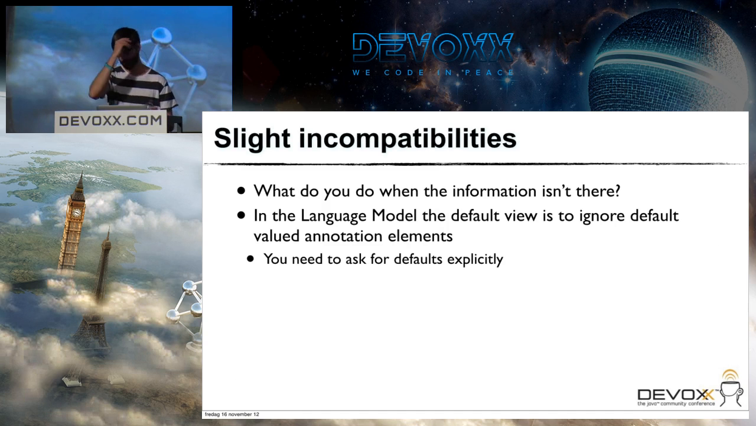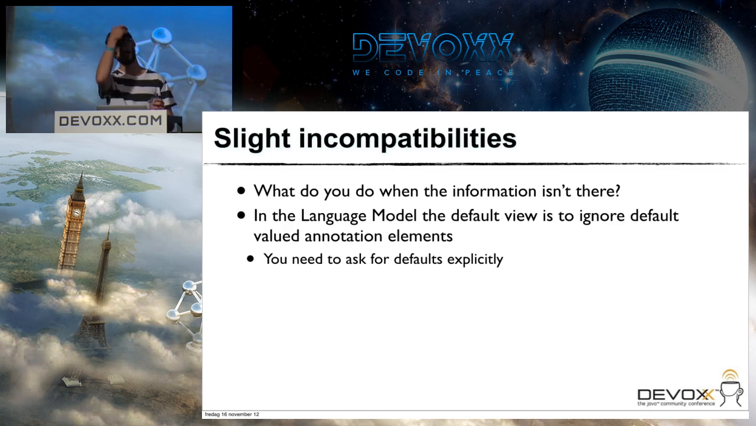Except, what do you do when the information isn't there? Of course, there's not much you can do except accept defeat. There are going to be cases when the information in the class file just isn't there to give us the information that you have at source.